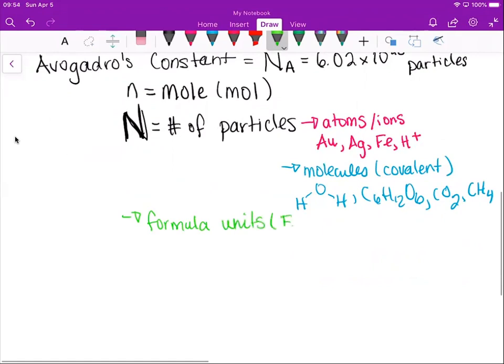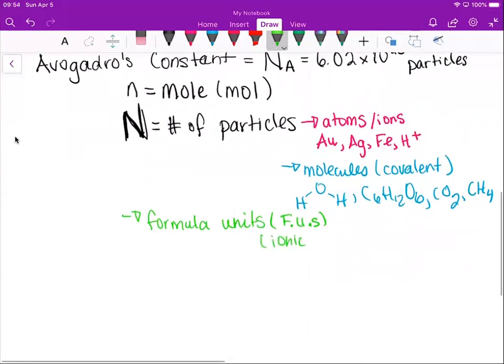And I rather vulgarly short form it to FUs. Okay, so formula units. So if we have atoms and ions, if we have molecules, if we have formula units, these are going to be my ionic compounds. Okay, they come in crystal form.